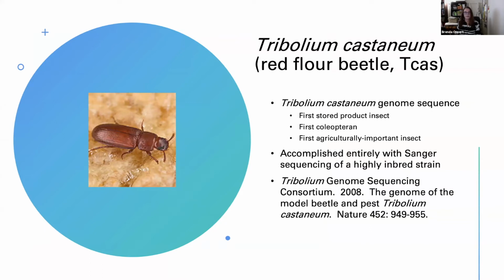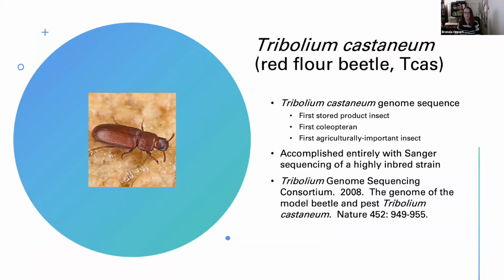So I'm just going to start talking about this insect. It's the latest one that we're working on. But just to give you some background that I'll talk about in the rest of the talk. Tribolium castaneum has a complete genome sequenced.